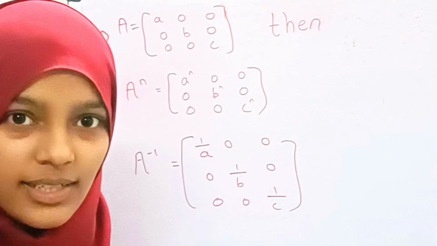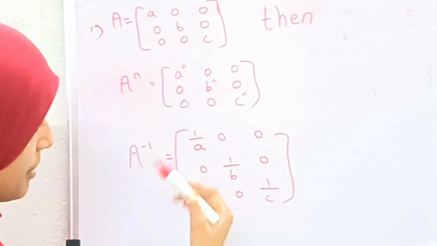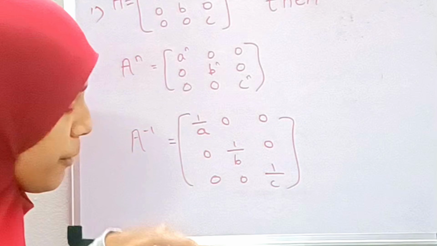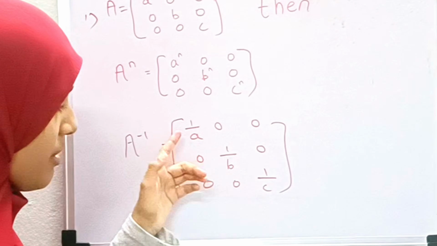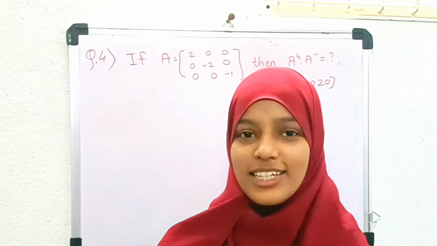We have to find next, if we are given the same matrix and we have to find A inverse, this will be nothing but we have to get a reciprocal or just get it divided by 1. So 1 by a, 1 by b and 1 by c will be the answer. So let's move towards the next question.